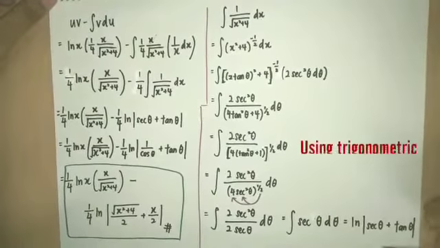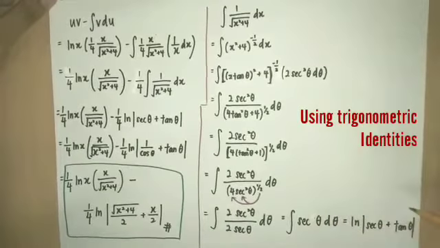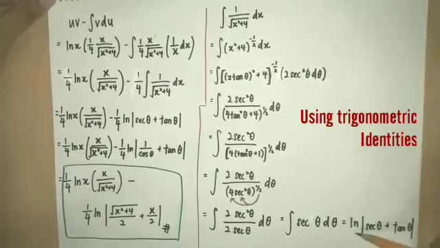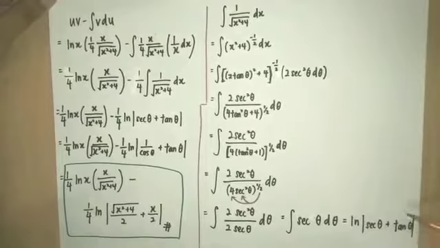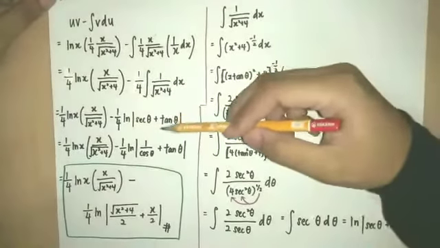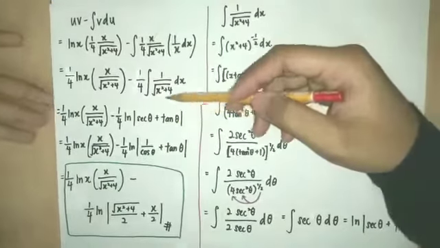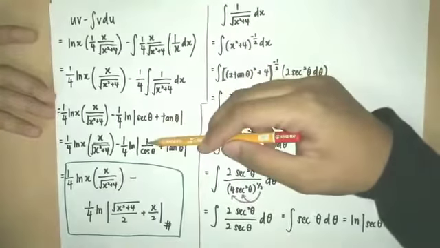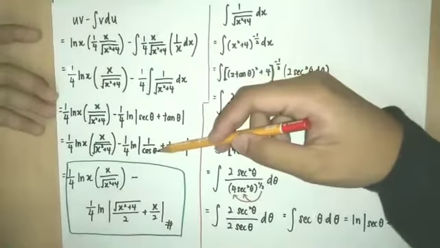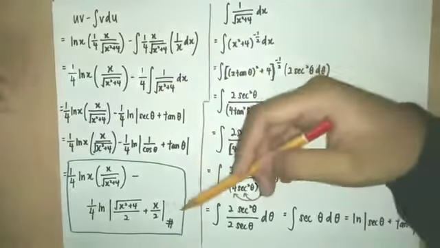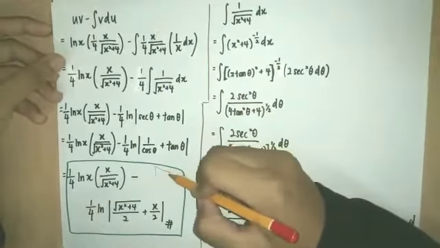Using the trigonometry identity, you can integrate secant theta d theta, which equals ln modulus of secant theta plus tangent theta. You take this equation and put it back into the equation, and this is what you will get, and then you simplify. Secant theta equals 1 over cos theta. For the same problem, the answer is in theta form, so we have to change it back into terms of x.